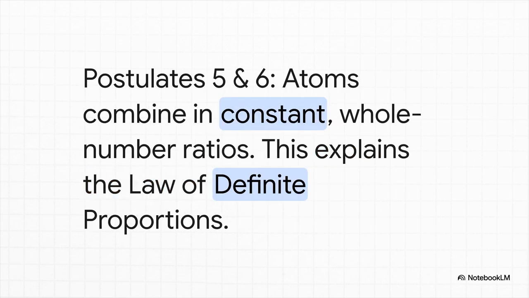And what about the second law? Look at points 5 and 6. Dalton said that atoms combine in simple whole number ratios, and that for any given compound, this ratio is always the same. So for water, it's always 2 atoms of hydrogen with 1 atom of oxygen. Always. This fixed recipe is why a compound always has the same proportions of elements by mass. And there you have it, an explanation for the law of definite proportions.